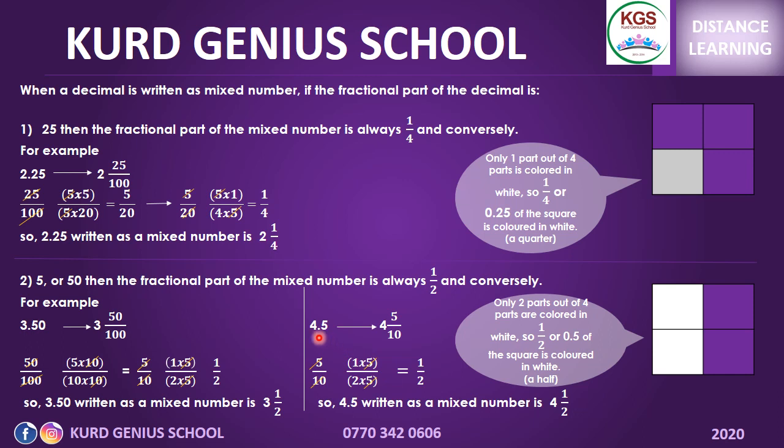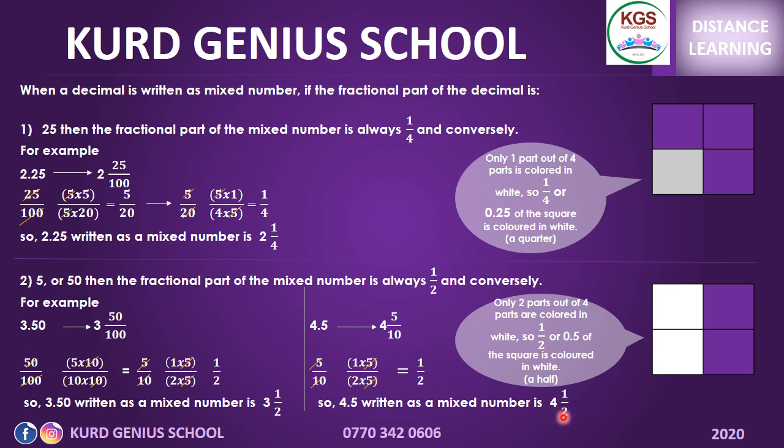Another example, here we have 5 in the fractional part of the decimal, so that means we have 4 and 5/10. We have to simplify this fraction. 1 times 5 is 5 and 2 times 5 is 10. These two 5s cancel each other, the numerator and the denominator as well, so only 1/2 is left. So you don't need to do this simplification. Just write 1/2 in the fractional part of the mixed number and keep the whole number as it is. So 4.5 written as a mixed number is 4 and 1/2.